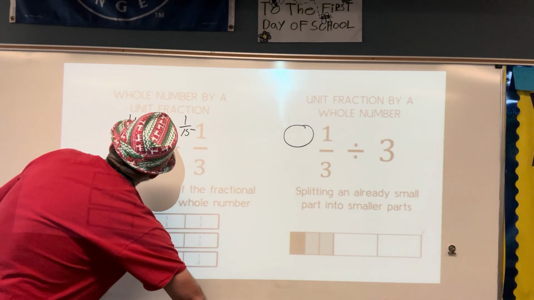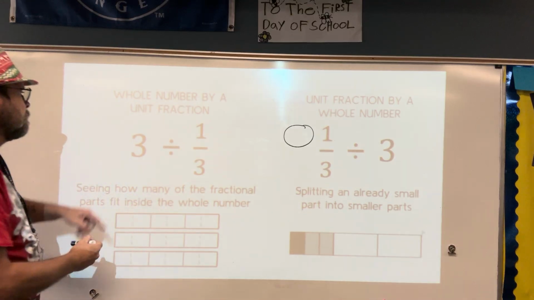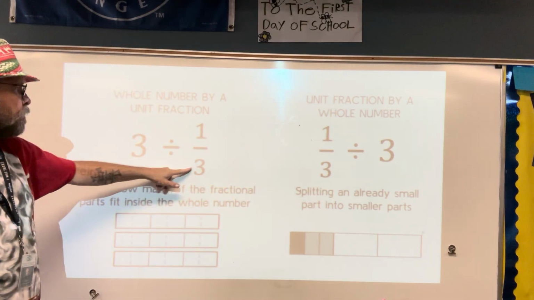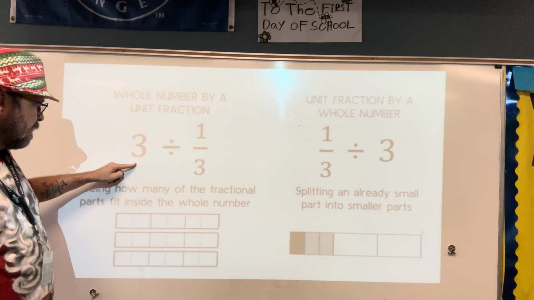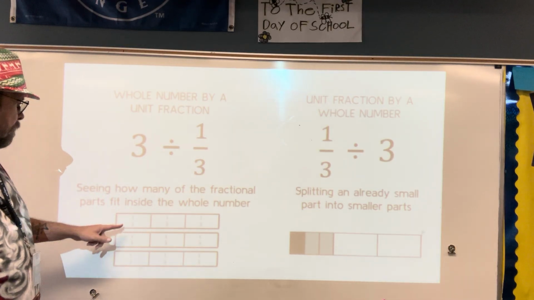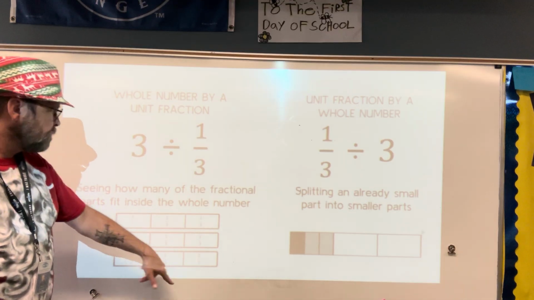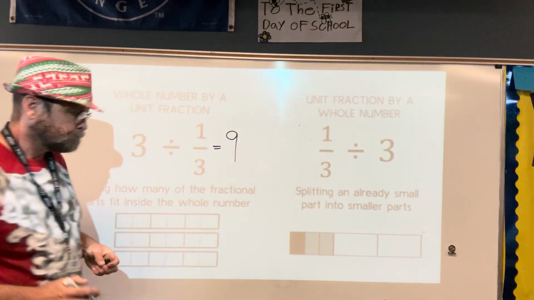And we can see where these two problems, we have 3 divided by 1/3. How many 1/3s are there in 3? Well, we have 3 wholes here. We count the 1/3s: 1, 2, 3, 4, 5, 6, 7, 8, 9. And so this is going to equal 9.